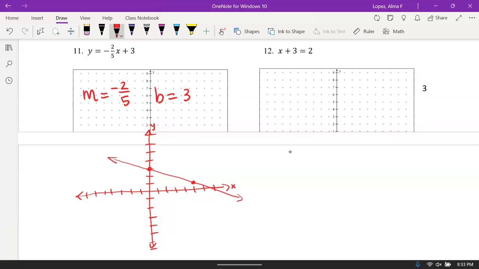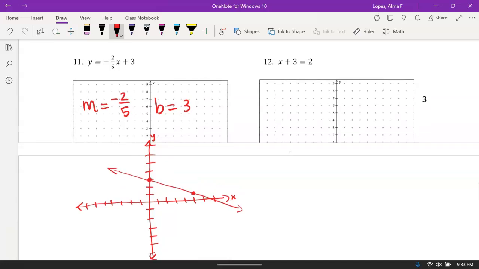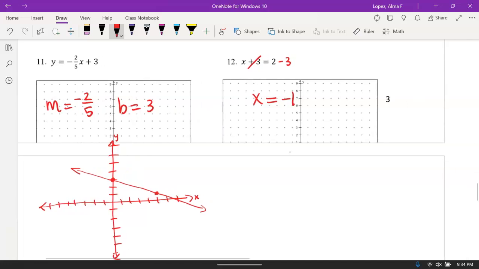Now, this next one is kind of cool. It only has an x in it, doesn't it? But it's got 2 numbers. Well, I can take care of that pretty quick. Move the 3 over to the other side, and now you have x equals negative 1. When you have only an x or only a y, it's going to be our special lines. See, they're going to go up and down, or it's going to go left and right.